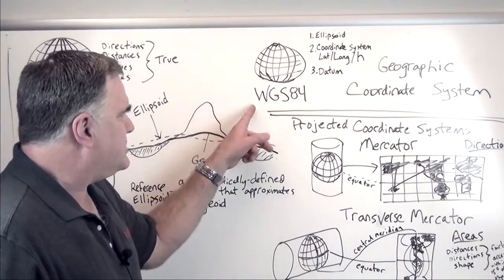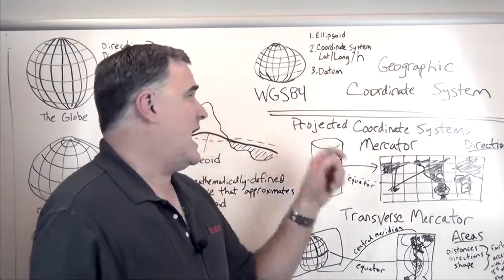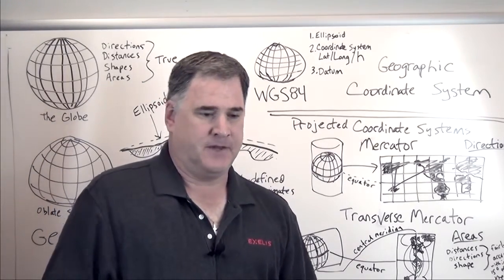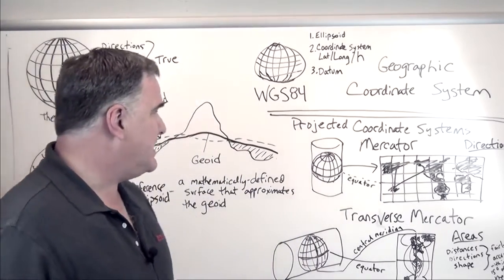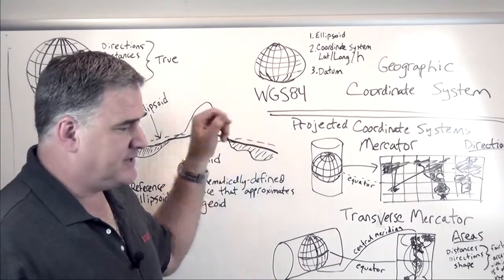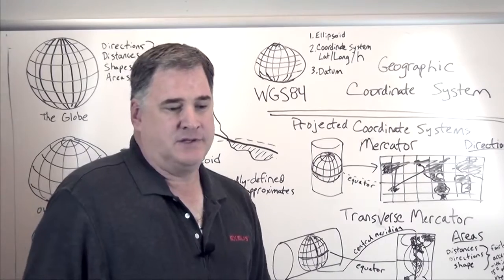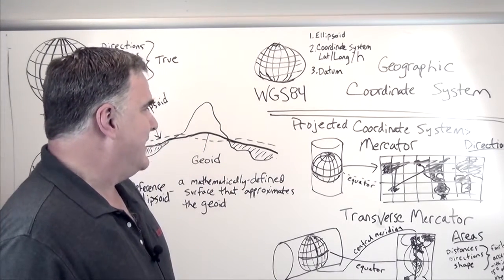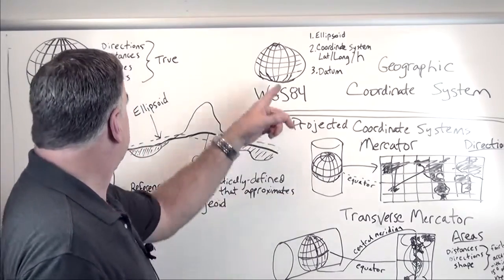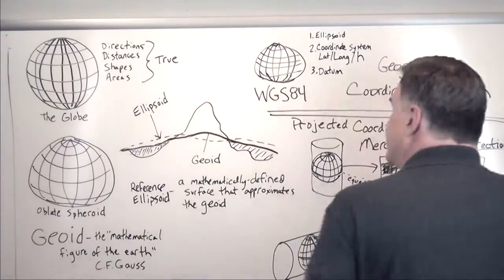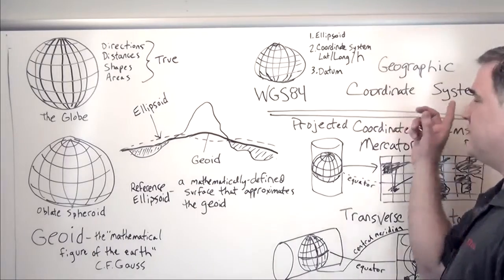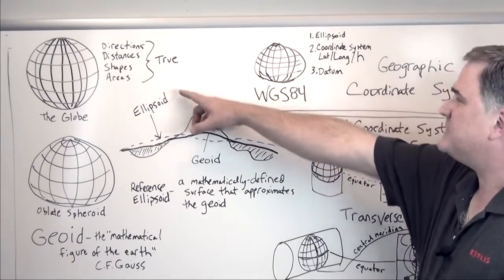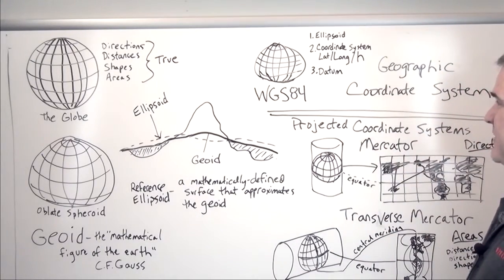So WGS-84 is very prevalent. It's a lot of data that's got geographic information in it that's tied to this coordinate system. It's the basis for the GPS system that is so ubiquitous today. And so it's all very good. It preserves, just like any good geographic coordinate system would, all these aspects. And it's very good for navigation.